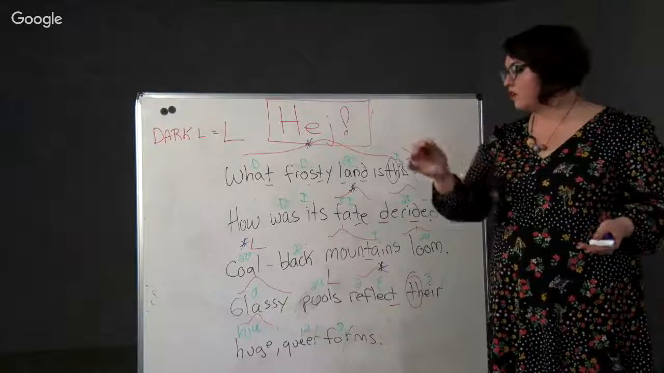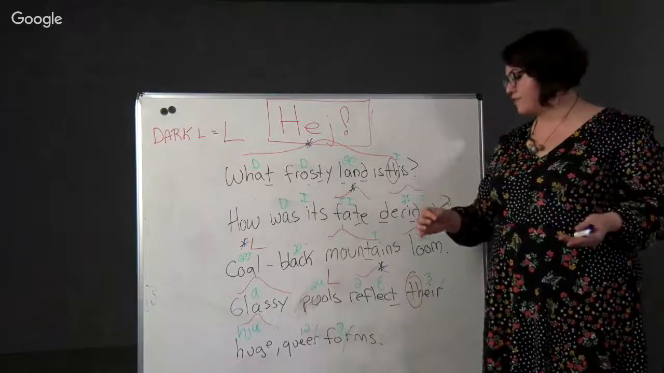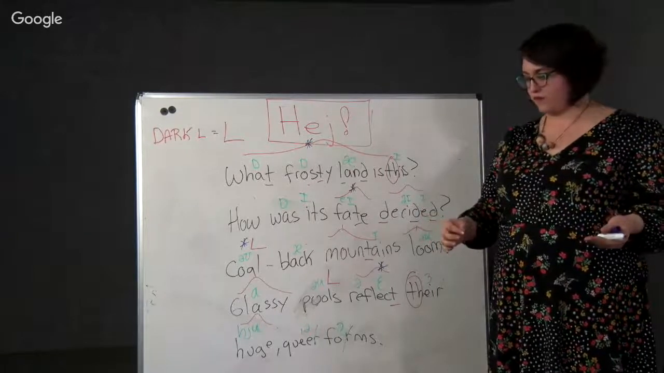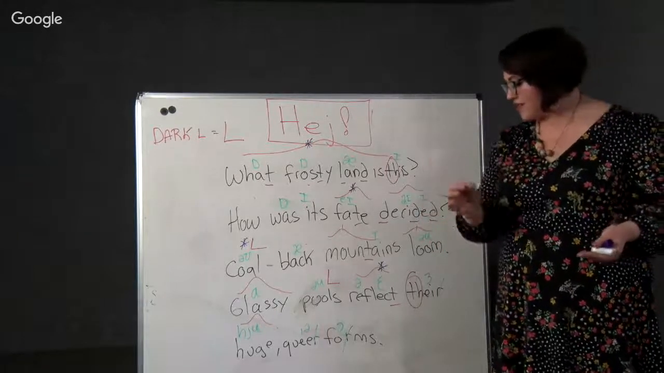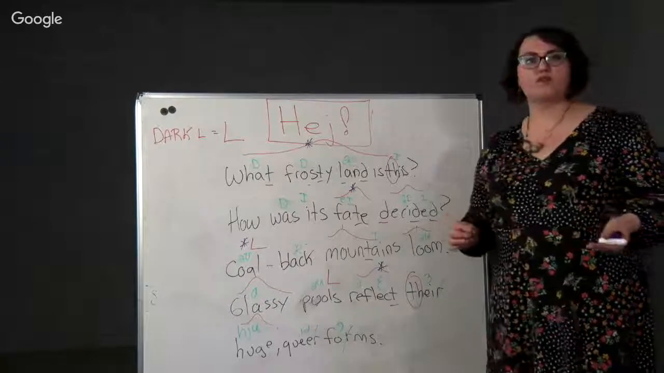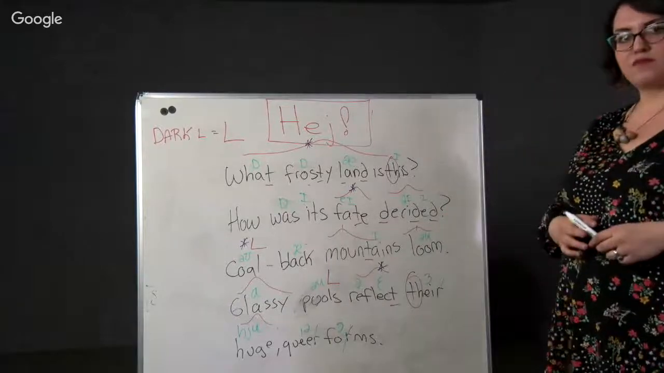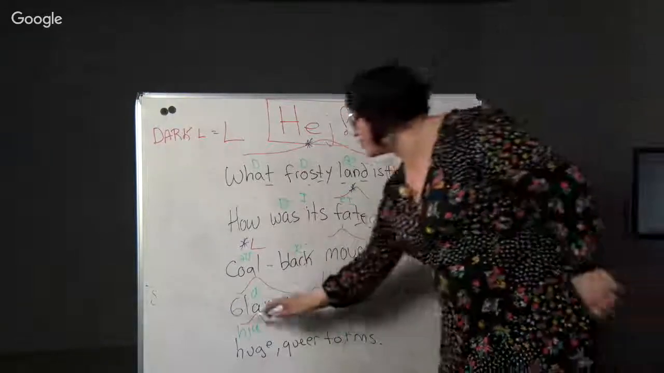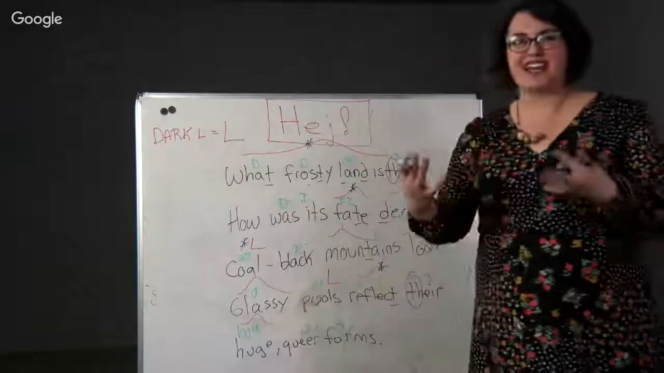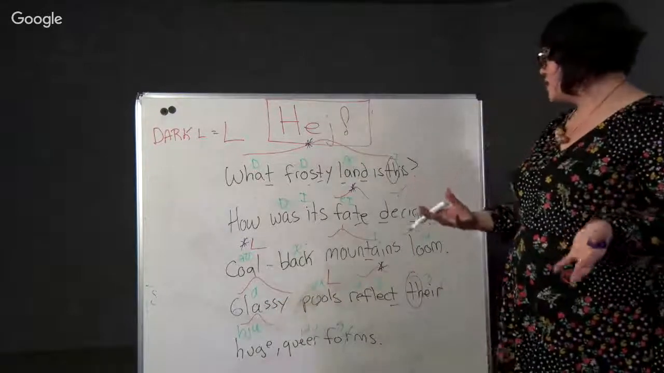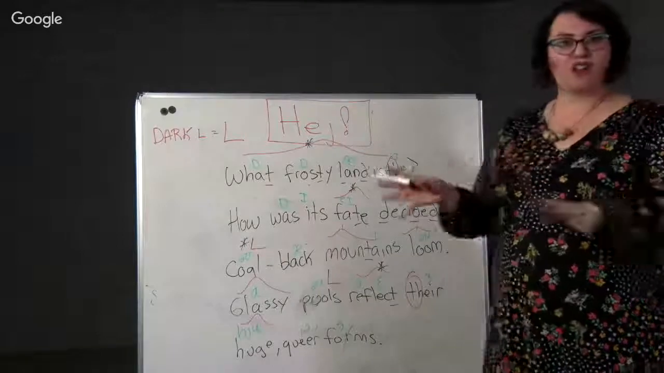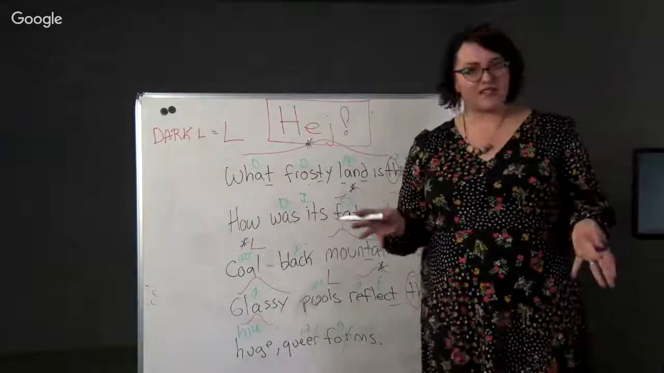Coal black mountains loom. Glassy pools reflect their huge queer forms. And you might even add one here on huge, if you want, almost on the H, but that's an idea, right? So there's a lot to do there, but hopefully that's making sense.